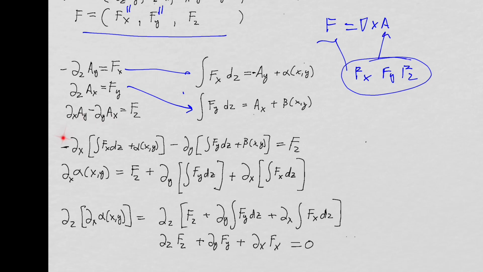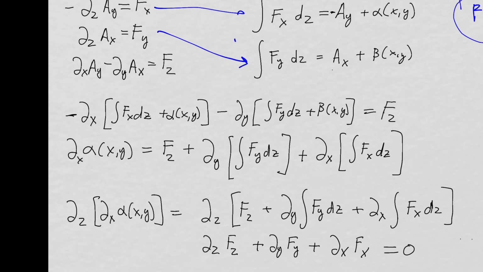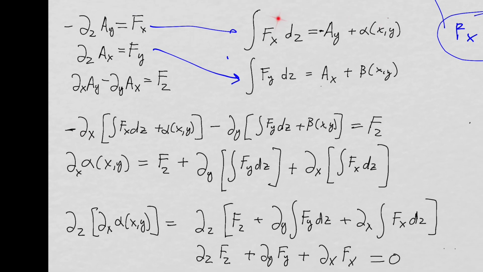In fact, that's what this next line is. In this next line, I literally do this substitution. I take this and substitute it in here. Here's the integral of f of x with respect to z, here's the constant, here's f of y, here's the constant, and you're taking the difference between the two.